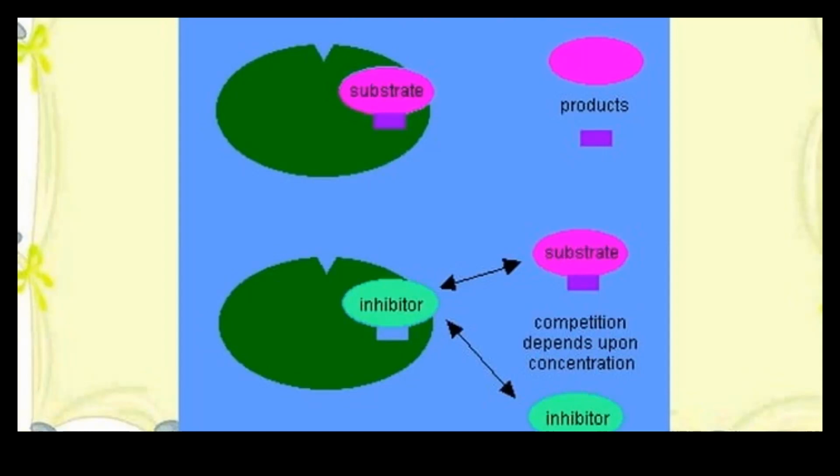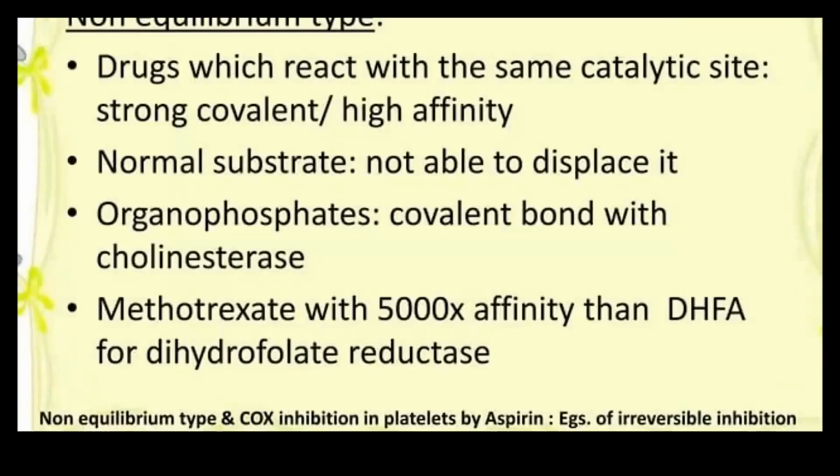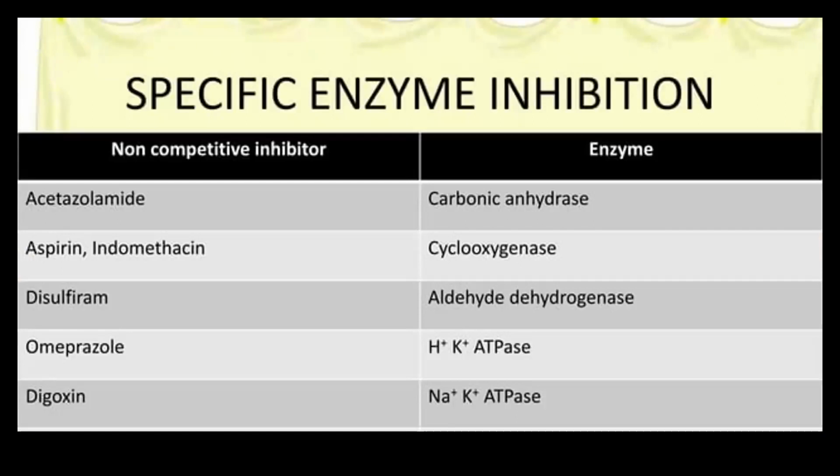Thus, Km is unchanged, but Vmax is reduced in this case. An example of this kind of enzyme inhibition is acetazolamide, which is a carbonic anhydrase inhibitor, and here the enzyme is carbonic anhydrase. Another example is aspirin and indomethacin, where the enzyme is cyclooxygenase. Okay.